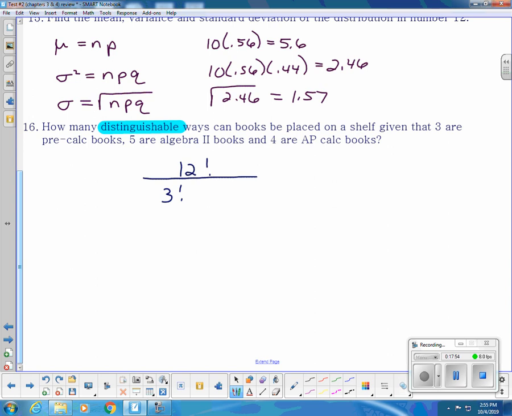repeating thing. And then Algebra 2 books, same thing. I could switch those around and you wouldn't know. So you have to divide by the repeated parts factorial, okay, each separately. So if nothing repeats, you would just have 12 factorial. But considering we have all those books that are repeating, you have to divide by each of those factorials. Make sure you put parentheses around the denominator. This has to be in parentheses or it's not going to work very well.